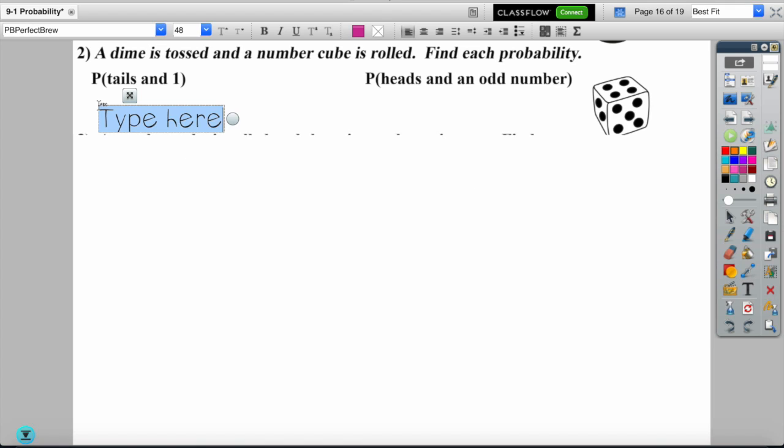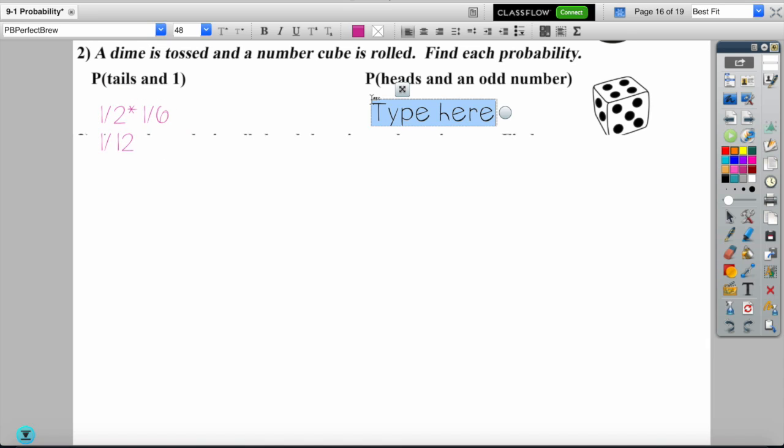When you toss a dime and roll a number cube, the probability of flipping a tail is 1/2. What you do is you multiply that by the probability of rolling a 1, which is 1/6. When you multiply those two probabilities together, you get 1/12. So that should have been the answer for the first one in number 2. Again, the probability of flipping a head is 1/2, and the probability of rolling an odd number is technically 3 out of 6, but we can reduce that down to 1 out of 2, and that's a total of 1/4.